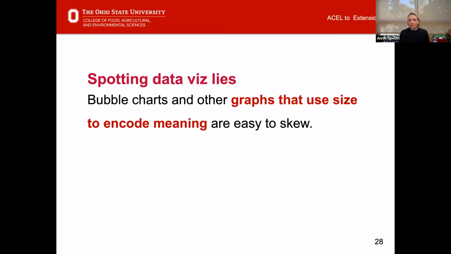And then finally, one of the more popular tools that we tend to see, especially in infographics, are bubble charts and other types of graphs that use size to encode some sort of meaning in terms of value or number. One of the things that we tend to do is use the wrong calculation to calculate the size of the bubbles in those bubble charts. And so we end up with skewed visuals, even though our results aren't necessarily skewed.